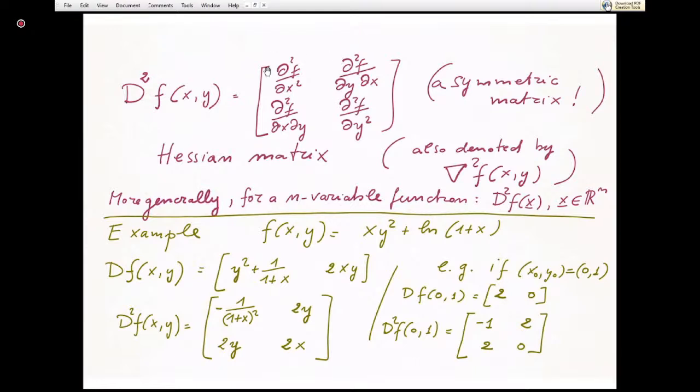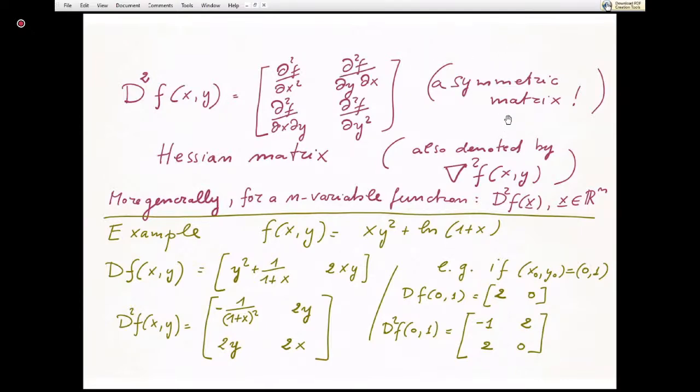What is the peculiar feature of this matrix that collects the second derivatives? It is symmetric. Why is it symmetric? Because of Young's theorem, which is the theorem stating that the order of differentiation doesn't matter. So this second derivative, which is mixed, will be equal to this one. It is a symmetric matrix.